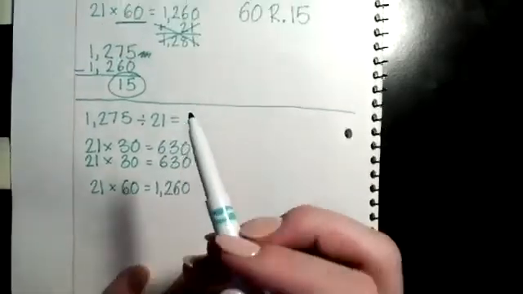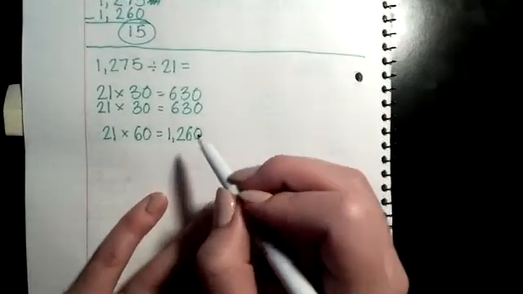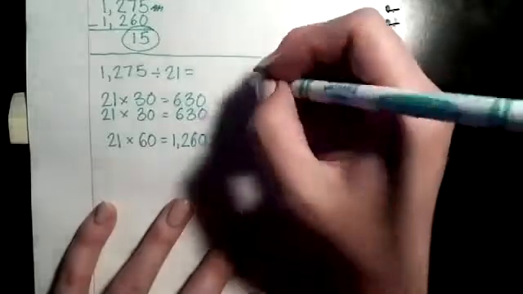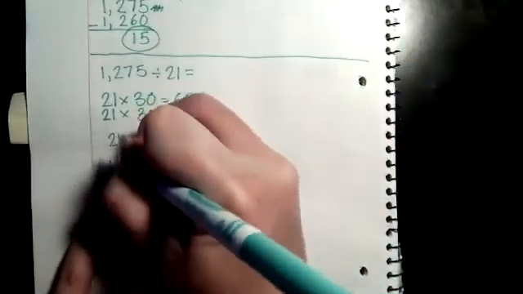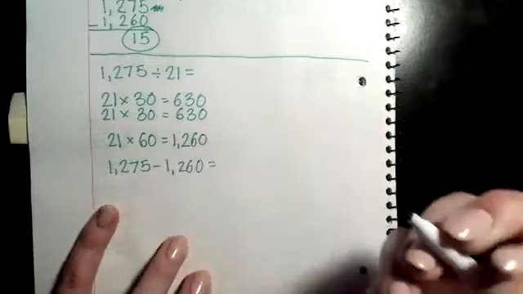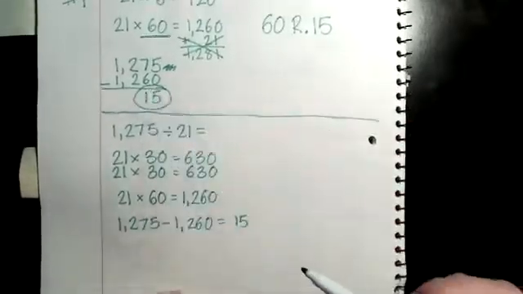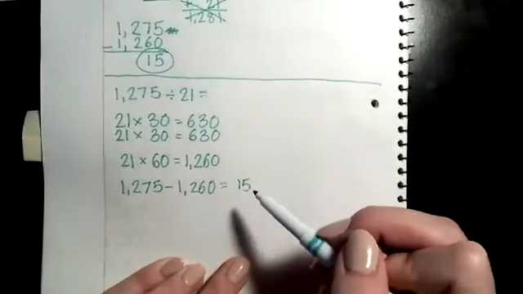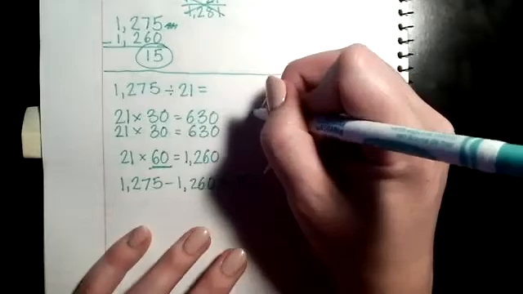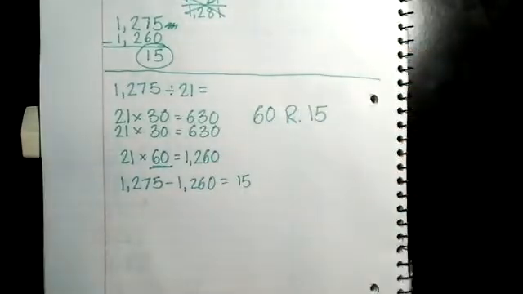But again, same problem with what we had up here. If I add another multiple in here, I'm going to go too high. So I'm going to subtract what I originally got, my original answer here, 1,275, and I'm going to subtract 1,260, and that is going to equal 15. I'm not going to do the math over again because it's the same math we did right here, but I still have that 15 left over. Okay, I did 60 multiples, and then I had 15 left over. So again, my answer here is going to be 60, remainder 15, okay?